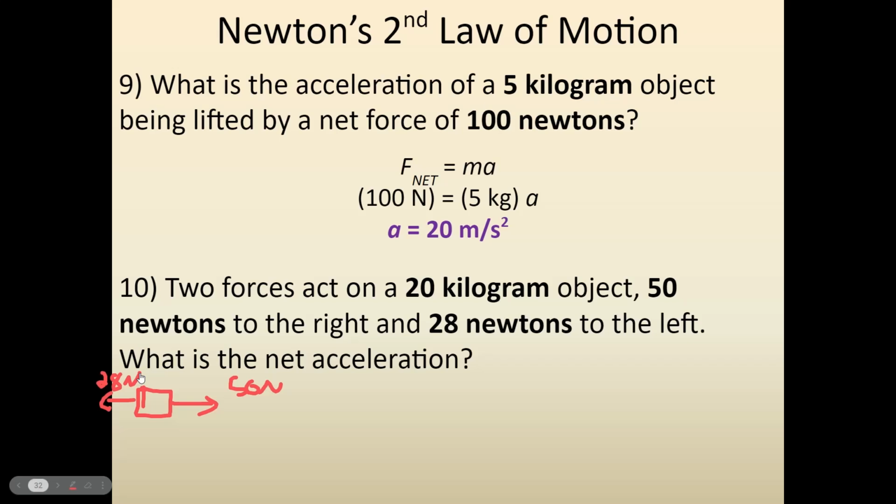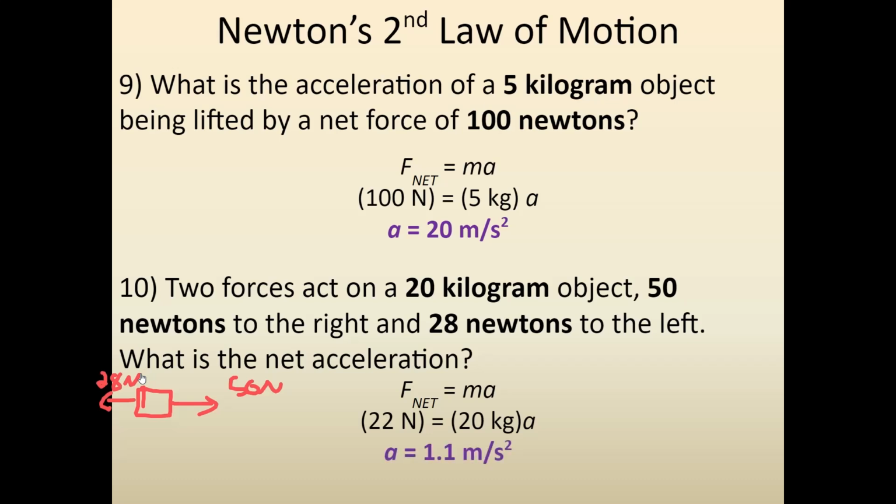According to my F net equals ma equation, the net force has to be the difference of these two forces because they're going in opposite directions. So I'm going to have to do 22 newtons for F net because 50 minus 28 is 22. Plug in the mass like we just got, and we get 1.1 meters per second squared as the acceleration.